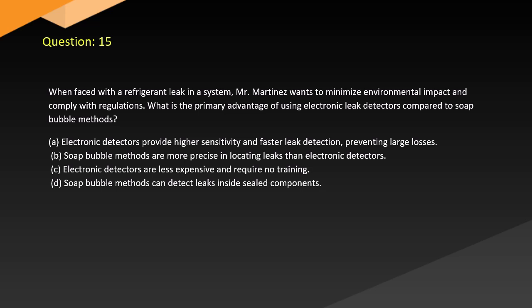Question 15. When faced with a refrigerant leak in a system, Mr. Martinez wants to minimize environmental impact and comply with regulations. What is the primary advantage of using electronic leak detectors compared to soap bubble methods? A. Electronic detectors provide higher sensitivity and faster leak detection, preventing large losses. B. Soap bubble methods are more precise in locating leaks than electronic detectors. C. Electronic detectors are less expensive and require no training. D. Soap bubble methods can detect leaks inside sealed components.